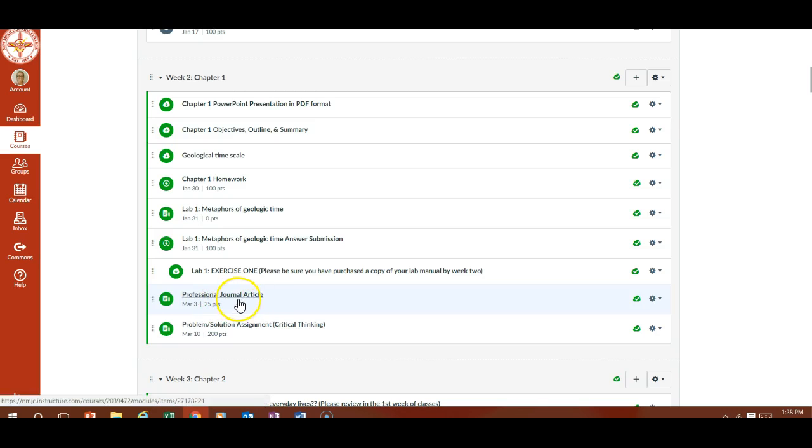So one is a professional journal article. You'll be doing a critique on a journal, and you're going to go out and find a journal. This has instructions on the particular guidelines for that journal and what's required to be in that journal to be accepted for the lesson. If you need assistance with this, please contact your instructor.